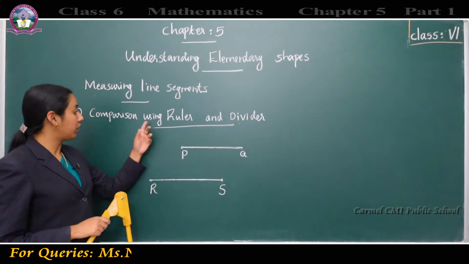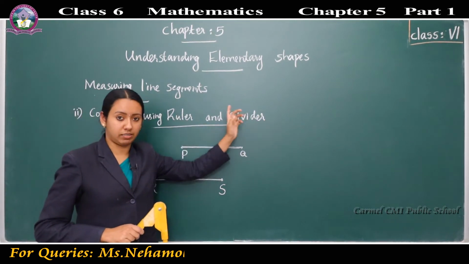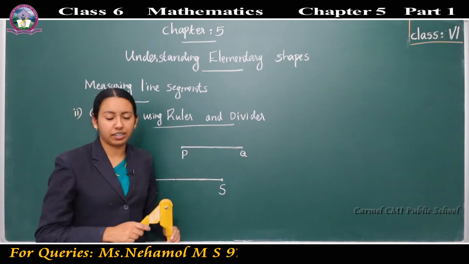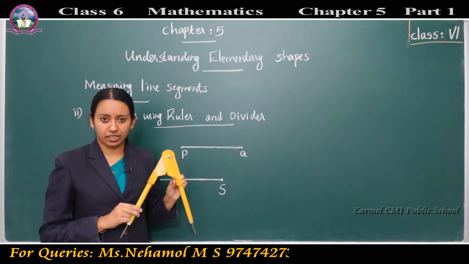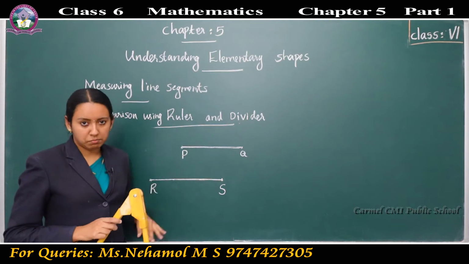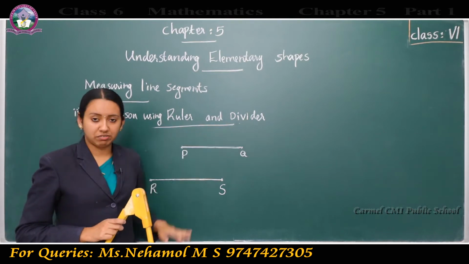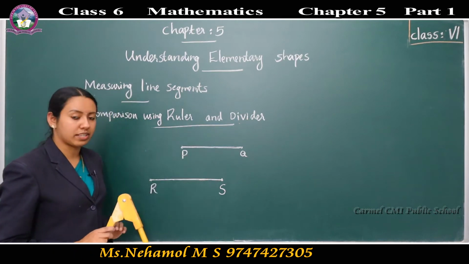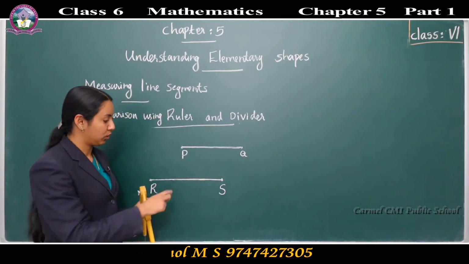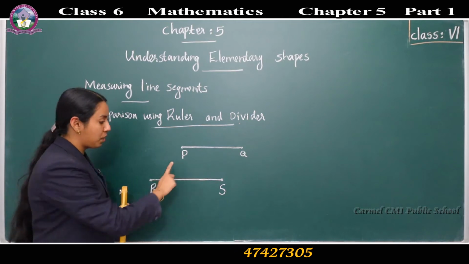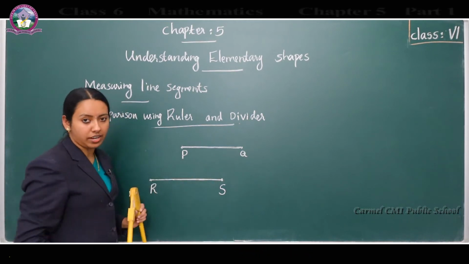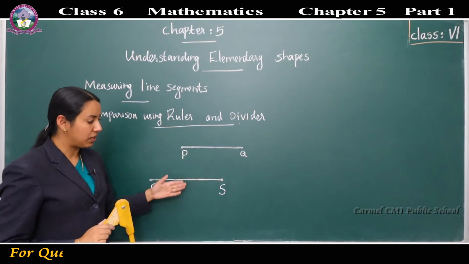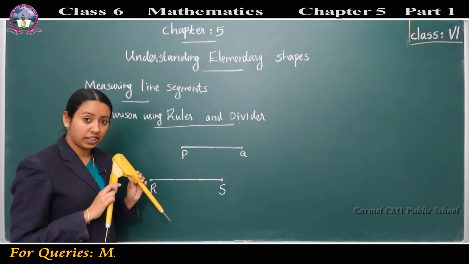Next one is comparison using divider. This is a divider. As compared to other methods, comparison using a divider is more accurate. How to compare two line segments using a divider? Two line segments are given here, PQ and RS. We have to compare these two line segments using a divider.